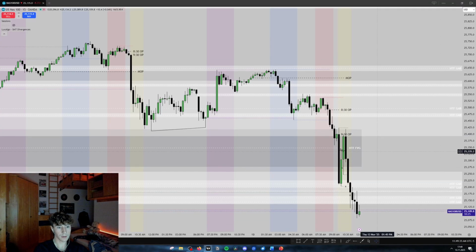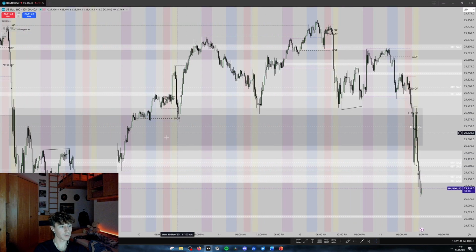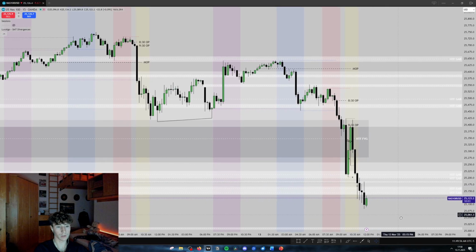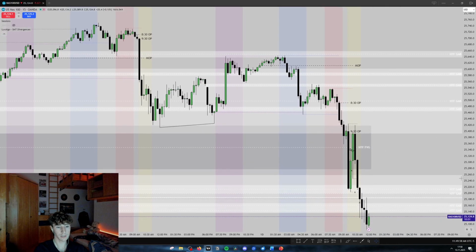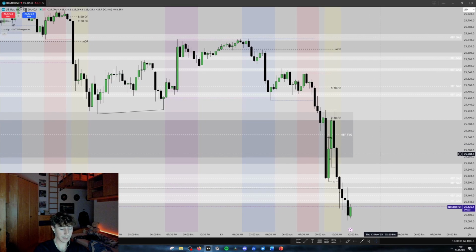So right here our AM session starts, and then we broke to the downside once again, and traded all the way through the higher time frame gap. This is the 1 hour higher time frame gap, and we traded all the way back to the big inefficiency down here, the big higher time frame gap, which we want to see candles close in, so that we trade through it, because it's still inefficient. There's no price action within the gap, so we want to see that happen.